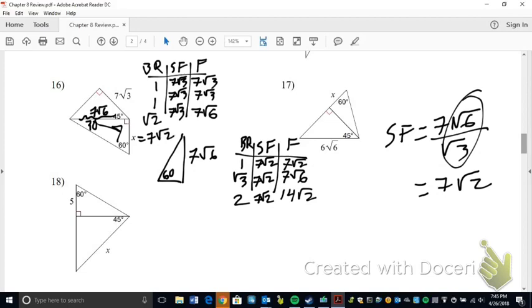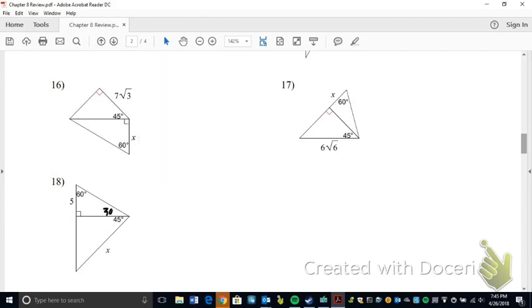Again, if you get stuck and you don't understand it, go back and rewatch it. Help yourself learn to do 17. We're going to do 18 though.